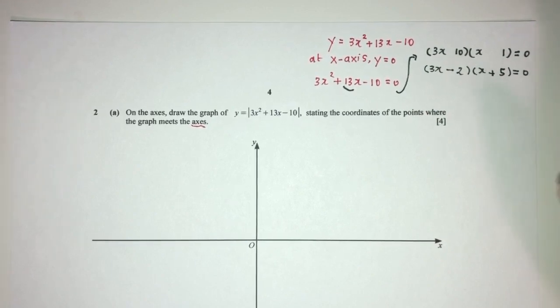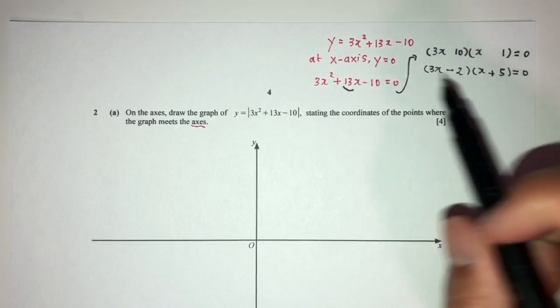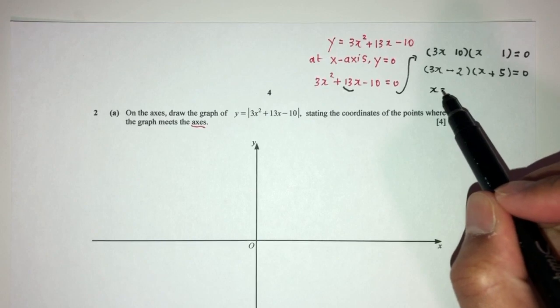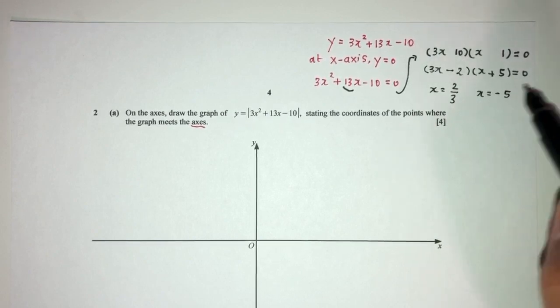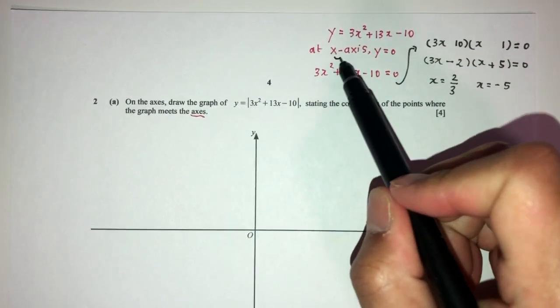Again, if you cannot factorize properly, you can always use your formula to find the values of x for this quadratic equation. Now solve for x. x is equal to 2 over 3. x is equal to minus 5. Those will be the two values of x on the x-axis.